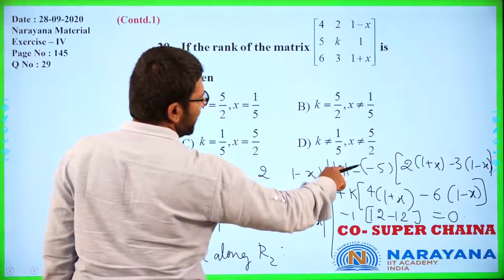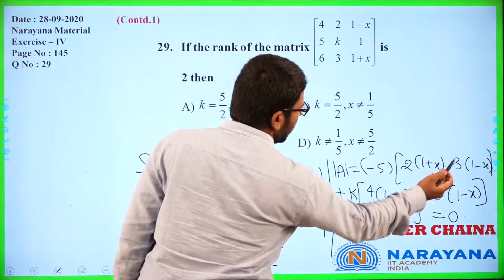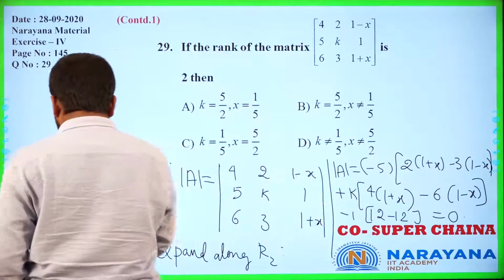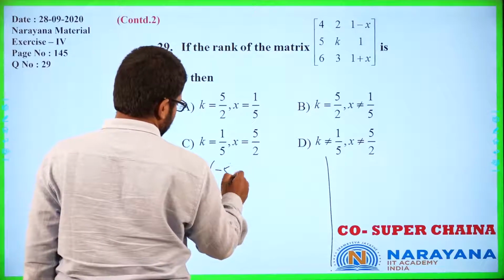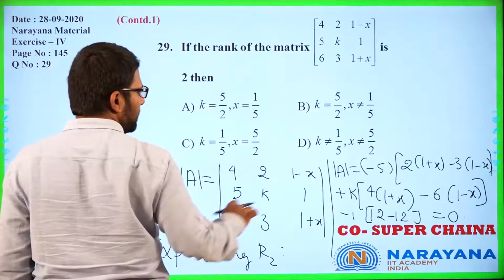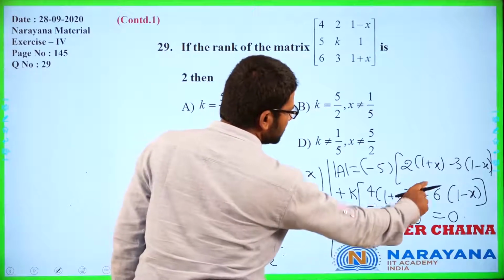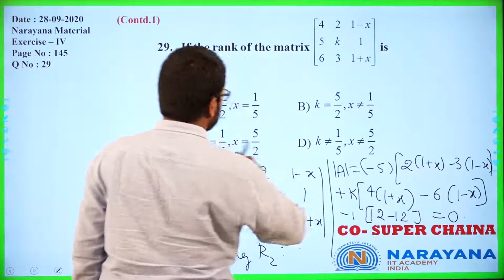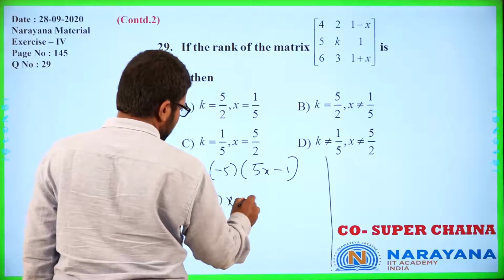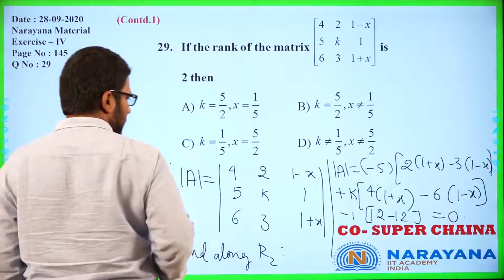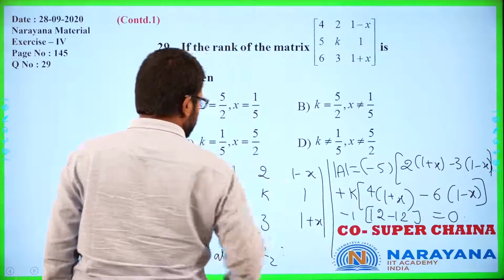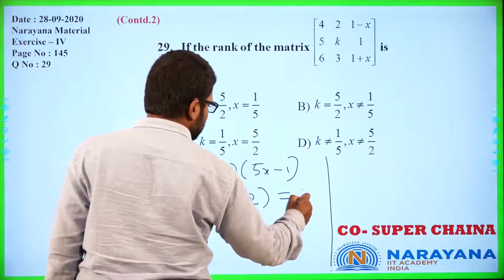Go back now, minus 5 into, this is 2x plus 3x, so 5x plus 2 minus 3, so 5x minus 1. Minus 5 into 5x minus 1. And then plus k into 4x plus 6x, 10x, and then 4 minus 6 minus 2, right? So plus k into 10x minus 2. And then, see, this term is anyway 0, right? Minus 1 into 0 equal to 0. So simply this is equal to 0.